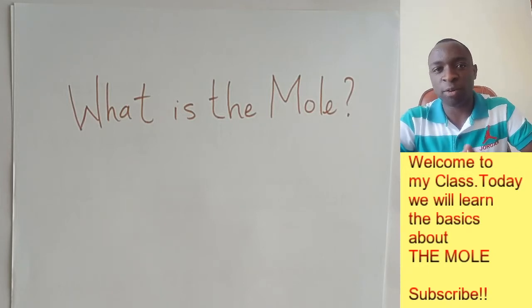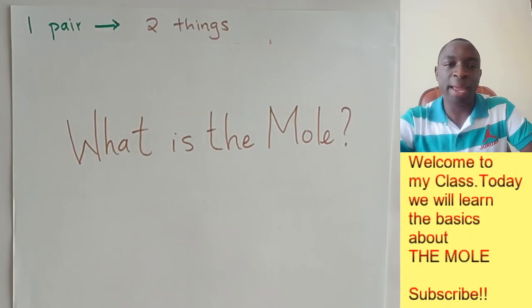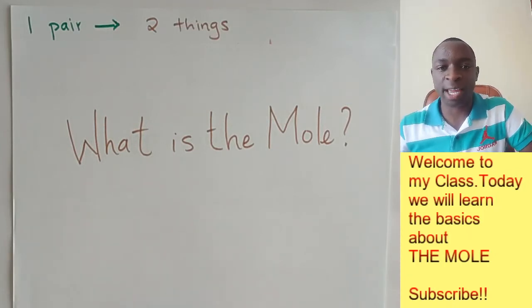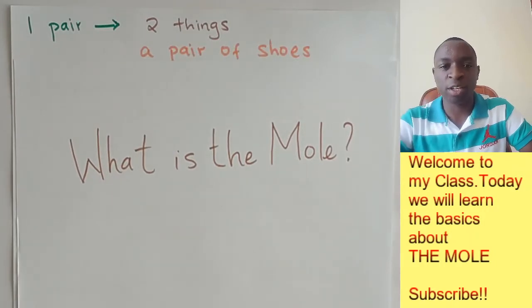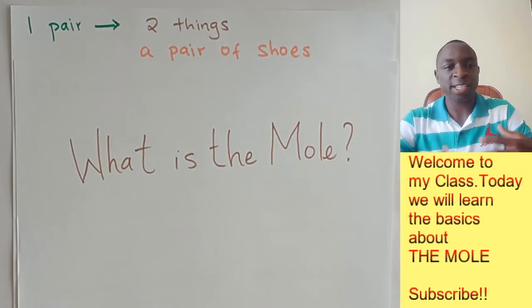A counting unit. For example, if you look at a pair, it means that we have two things. And for instance, we can say a pair of shoes. That means we have two shoes. That means two things. Now, let's look at another example.